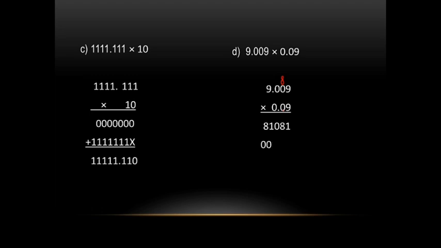and then we will perform the multiplication with the 10th place digit, that is 0. So here we will get 0 into 9 will be 0, then 0 into 0 is 0, 0 into 0 is 0 and 0 into 9 will be 0 only.